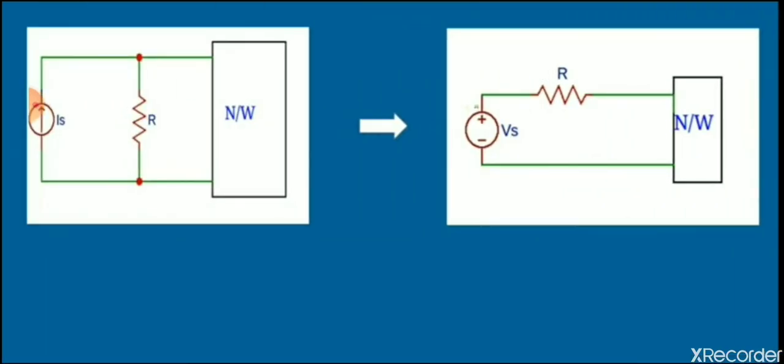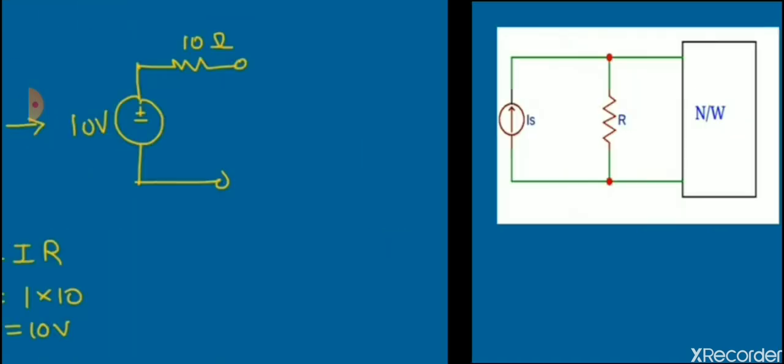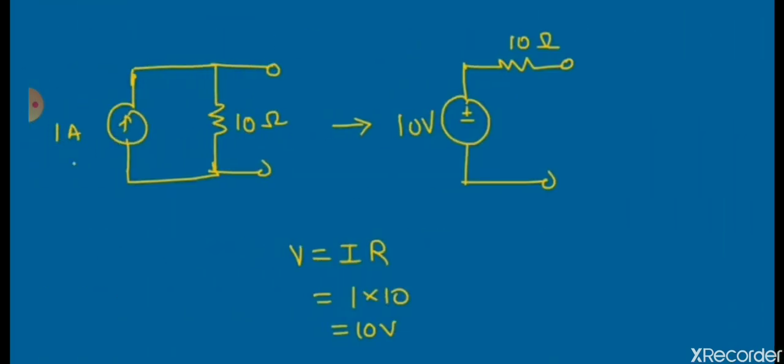Similarly, if a practical current source is given, we can convert that practical current source into a practical voltage source. In a practical voltage source, the resistance is connected in series with the voltage source. So we can see one example. Now here a current source is given having a value of 1 ampere and an internal resistance of 10 ohm, connected in parallel. So we can convert it into a practical voltage source. The resistance remains the same, that is 10 ohm, but in the voltage source it is connected in series.